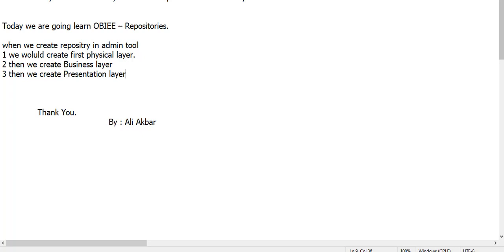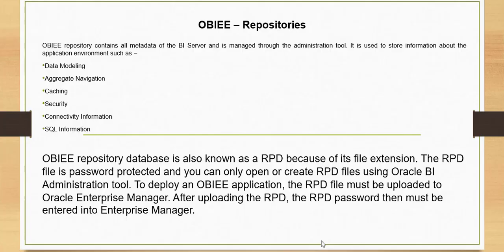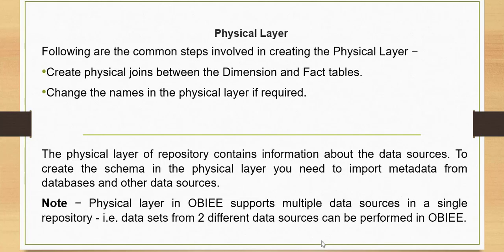Now we will discuss what the physical layer is in 12c. Create a physical join between the dimension and fact table. Change the name in the physical layer if required.